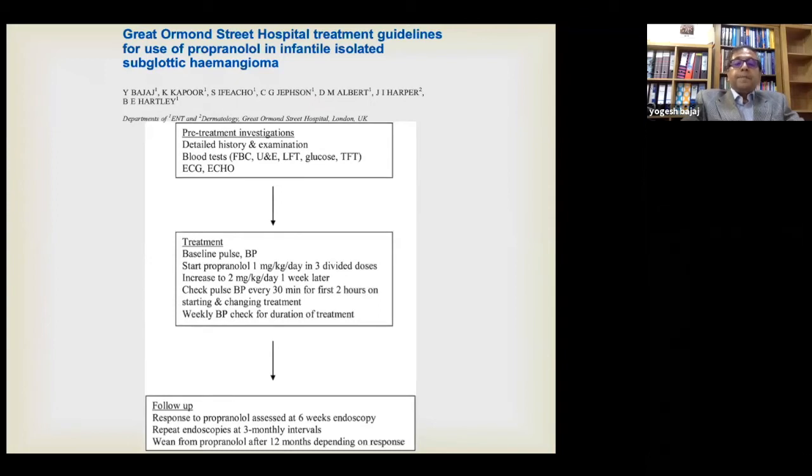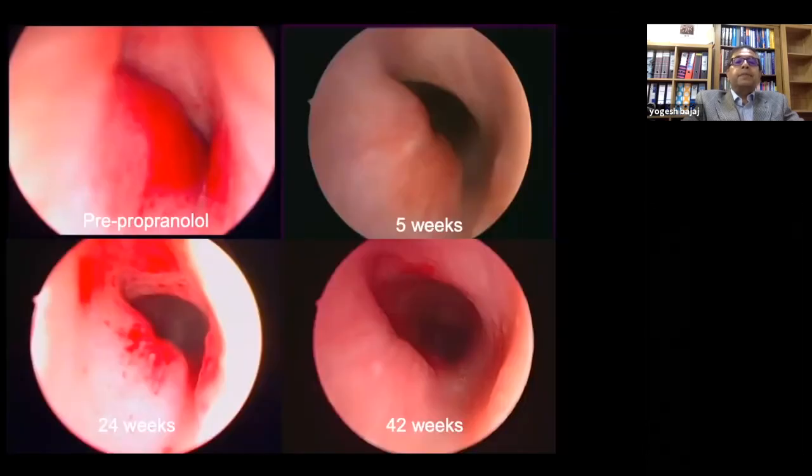If you're giving this for a subglottic hemangioma, you need to start the treatment and assess for a response at 6 weeks to see if it's actually working, because it's not 100% treatment, not all hemangiomas respond to propranolol, and then repeat endoscopy. So this is just some pictures illustrating that.